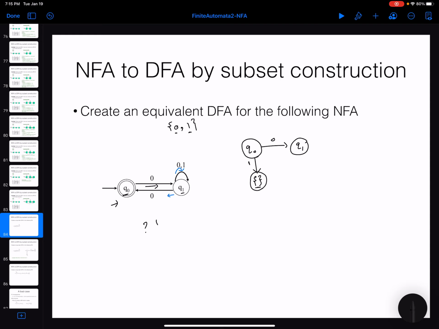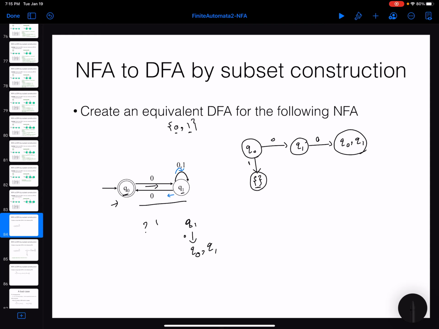Now I have 2 new states in my DFA, and I have to complete all the transitions for them, right? If you are at Q1 and you see a 0, where can you end up, based on my NFA? I can either stay at Q1 or I can go to Q0. So this is going to be a new situation, and I need a new state for that in my DFA. This state is going to be Q0, Q1, and the transition is called 0.